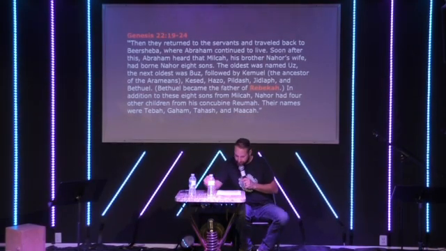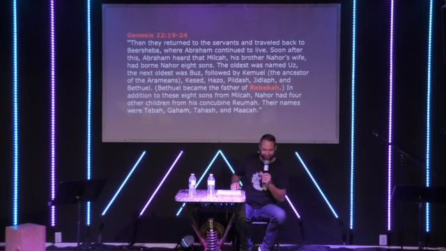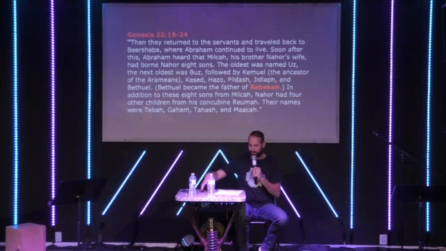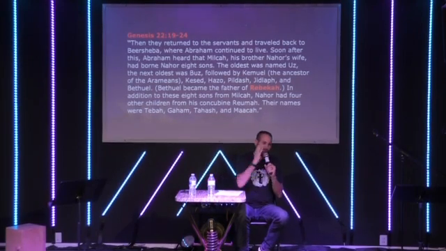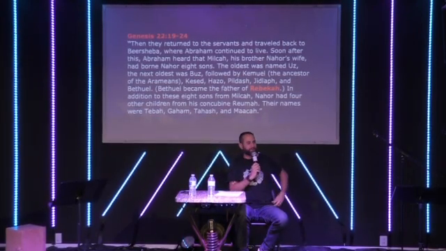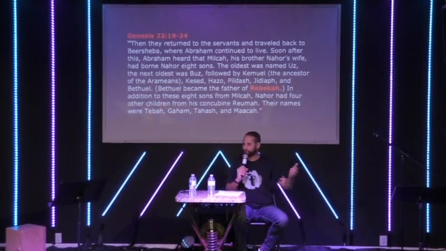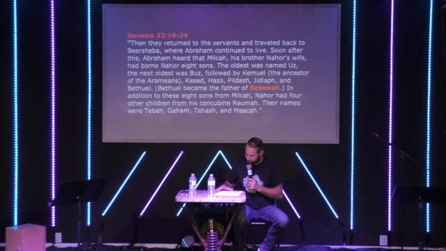And so in addition to these 8 sons from Milcah, Nahor had 4 other children from his concubine, Reumah. Their names were Tebah, Gaham, Tahash, and Maacah. Okay, there we go. Nailed that one. So Abraham's family lineage comes in on his brother's side, and this is going to come into play in a little bit. It's important why this lineage was said, where Rebekah came from, and we're going to look at that a little bit later.